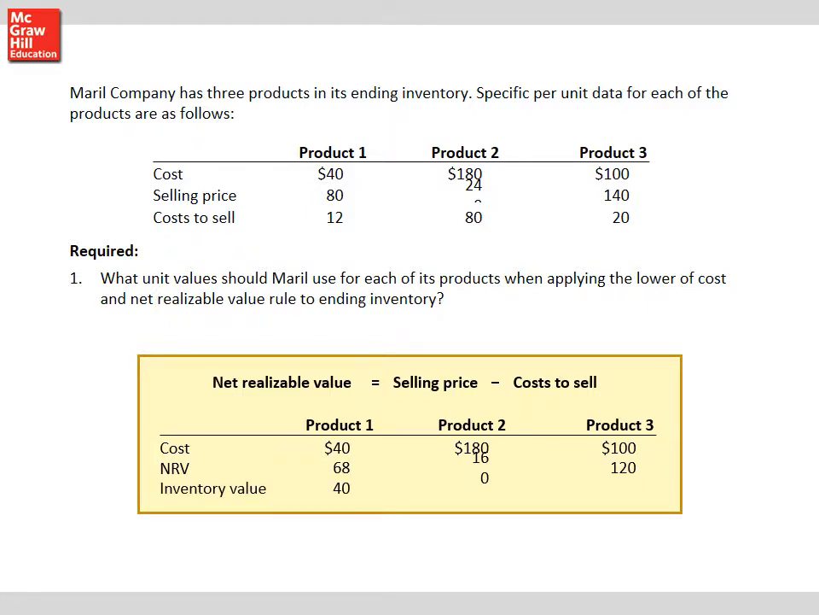So the inventory value, the lower, would be the $40 for product 1, 16 for product 2, and 100 for product 3. So the true value of the inventory at the end of the year should be those inventory value amounts.